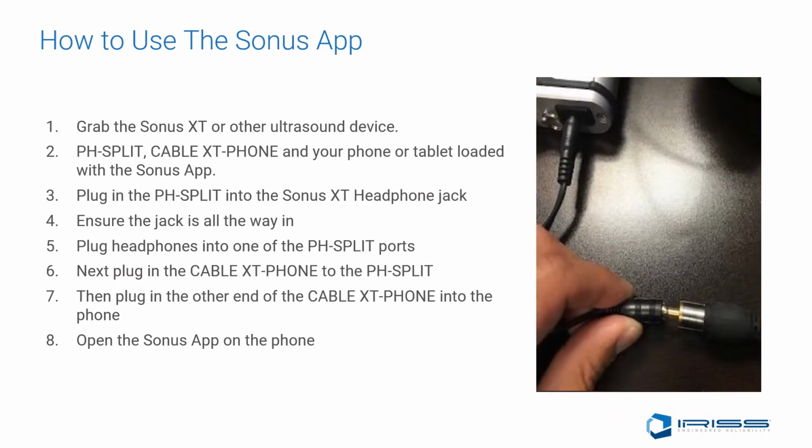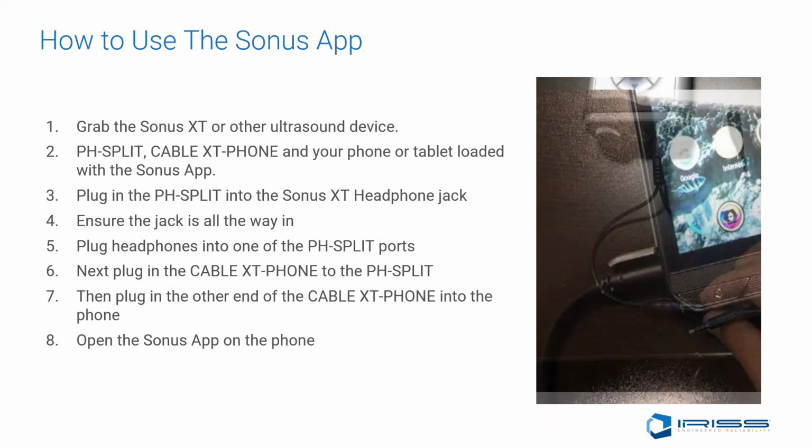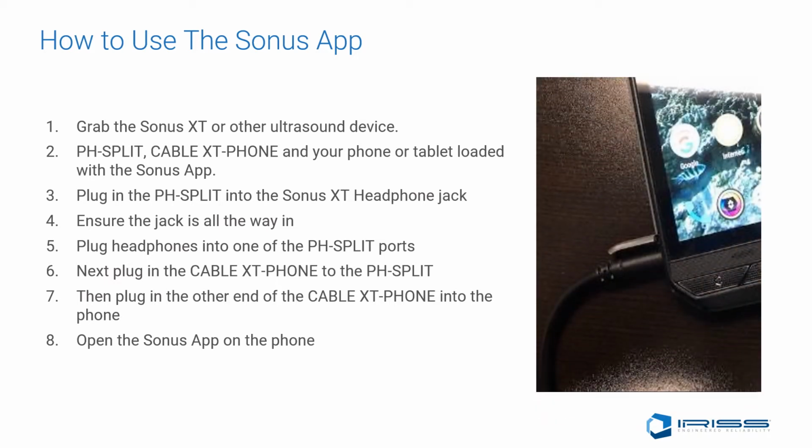Plug the headphone into the PH split port. Then plug in the other end of the cable XT phone into the splitter and into the phone. Open the Sonus Vue app on your phone.